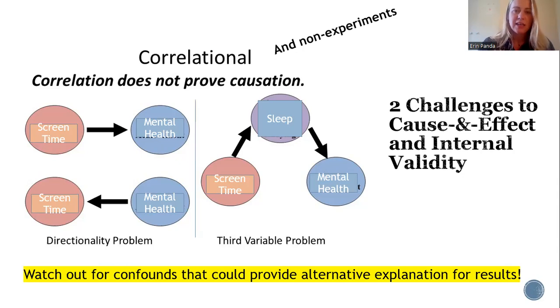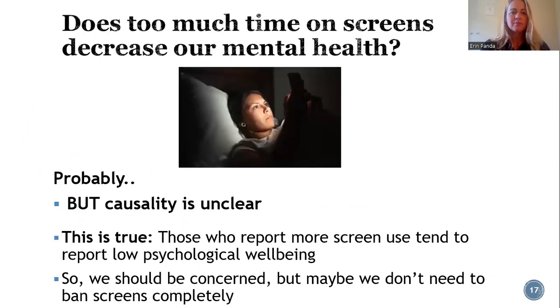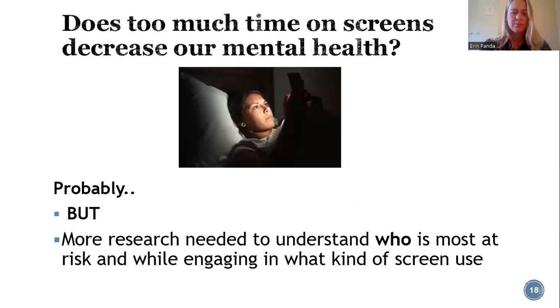When you're reading research studies, you always want to ask yourself, could there be other variables at play that could also account for the relationship seen here? What we can conclude from this study is that those who report more screen time use tend to also report lower psychological well-being. So we should still be concerned. But because other variables may play a role, like sleep and exercise, we really shouldn't go out and ban screens completely. We need more research to better understand this relationship.